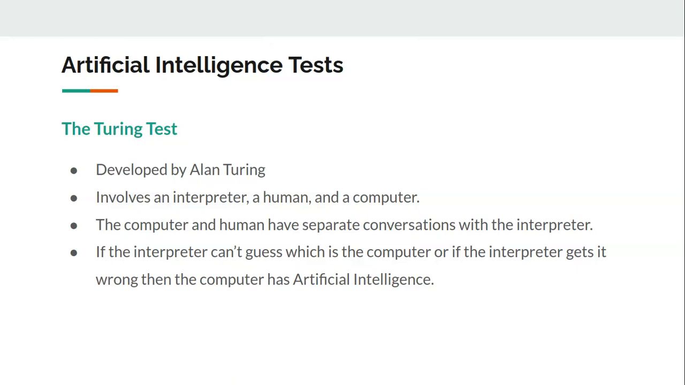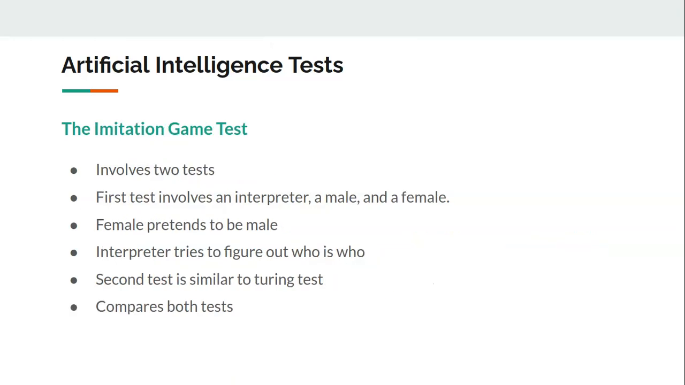So the next test is the imitation game test. We say it involves two sets.